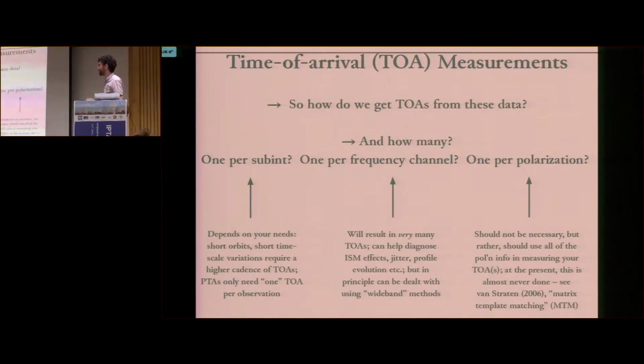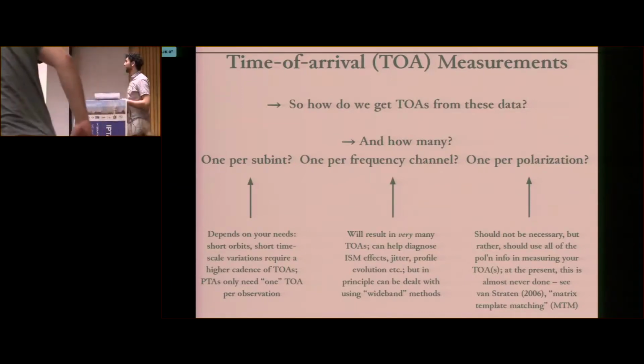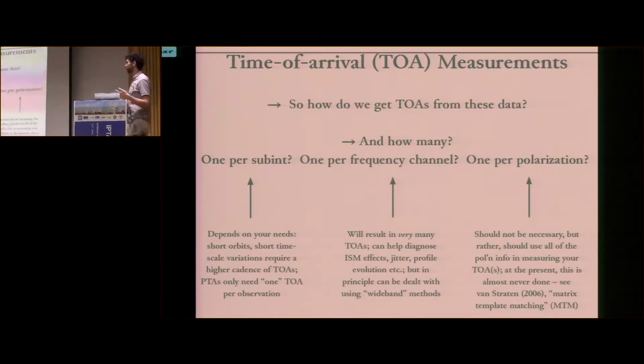If you keep the frequency resolution and measure TOAs in every frequency channel, the bad news is that you'll get very many TOAs. That can help you diagnose some ISM effects from the interstellar medium, this thing called pulse jitter, the shape change of the profile with frequency. But in principle, you can deal with these things and still measure just one TOA by using what's called wideband methods, which we'll get to at the end of the talk.